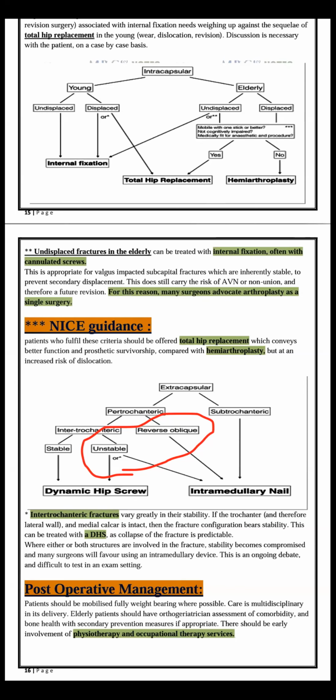Post-operative management: your patient will be in a cast for about 6 weeks and will also be bedridden. After it, you will have to do physiotherapy and occupational therapy services. Occupational therapy service is a big topic and will also be discussed in the OSCE.